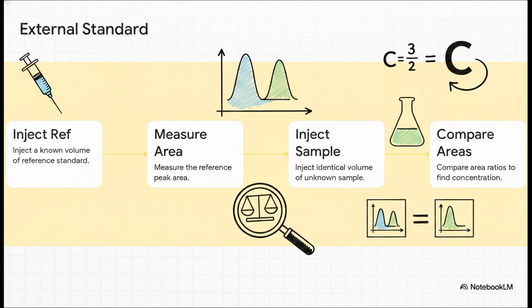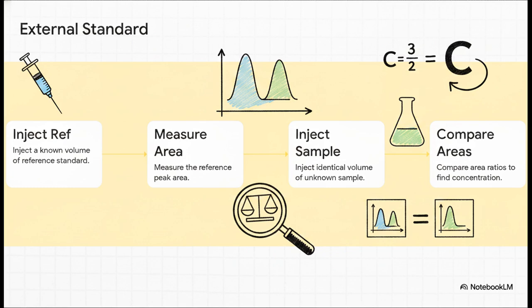Step 1, you inject a specific volume of a reference standard with a known concentration. Step 2, you measure that reference peak area. Then, and this is absolutely crucial, without changing a single condition, you inject the exact identical volume of your unknown sample. Because those injected volumes are identical, we can just completely ignore K sub x. We simply compare the ratio of the peak areas to find our unknown concentration.